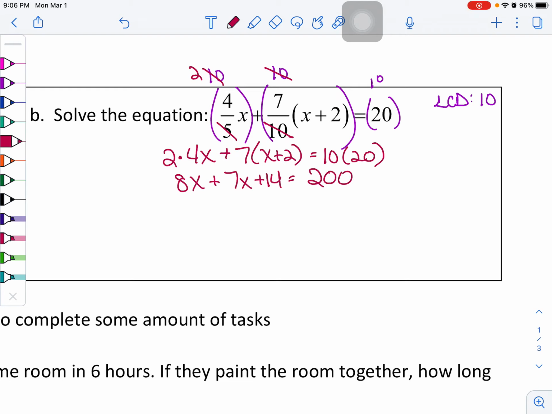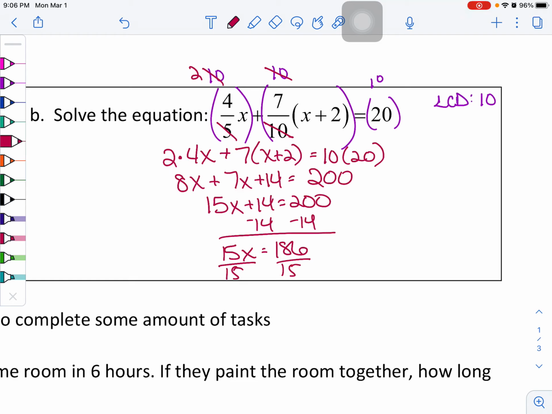So 8x plus 7x plus 14 equals, is that 200? Yeah, that's 200. Let's see, 15x plus 14 equals 200. I'm going to go ahead and subtract 14 from both sides. And this right here is just solving with a regular linear equation. So let's see, 200 minus 14 is 186. I'm going to divide both sides by 15 here.